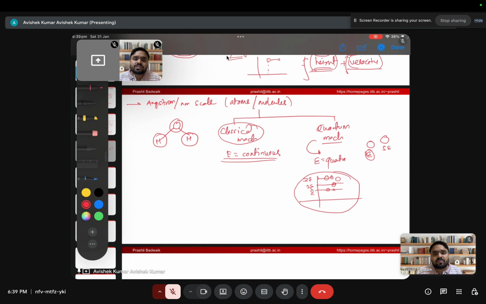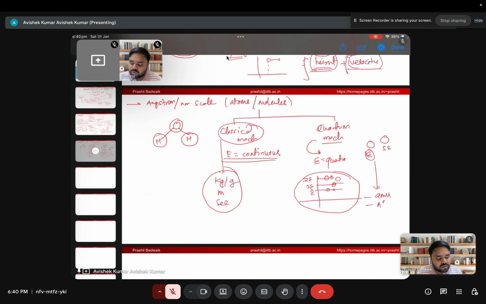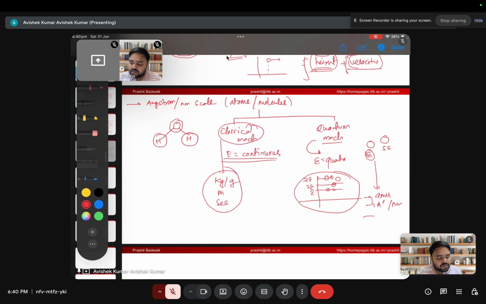Why is it continuous? It is because of the mass associated with the molecules that we study in these systems. Here the mass will be in kg or gram, length will be in meters, and time is in seconds. But when you go to the quantum scale, you will see that the mass is very small, and it is in atomic units, AMU, atomic mass unit. Then you have length, which is in angstrom or nanometer, as I said earlier, and time will be in nanoseconds or microseconds, most probably nanoseconds, correct? So at this scale we are working in quantum mechanics.